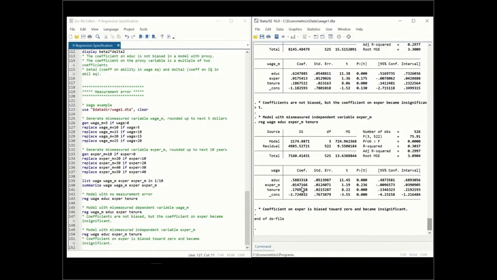So again, there are much more serious consequences if the independent variable is mismeasured, because we would have attenuation bias, than if the dependent variable was mismeasured.